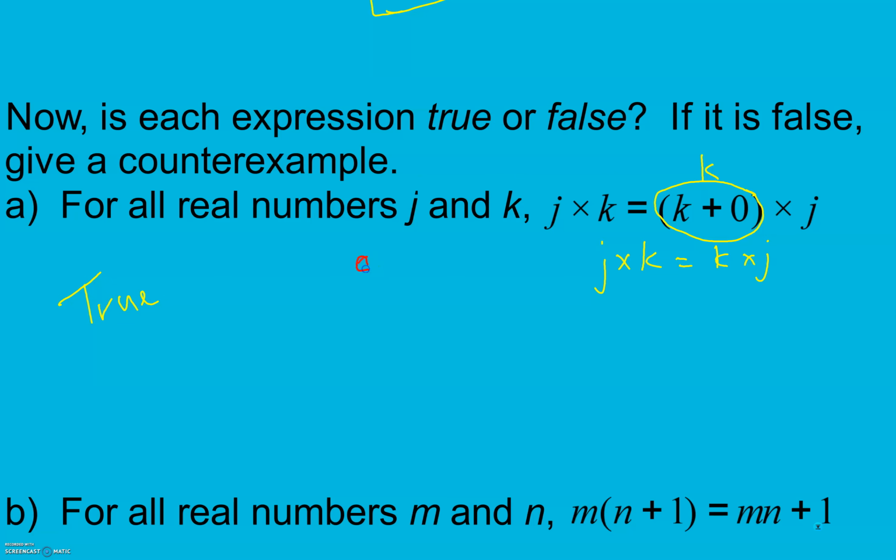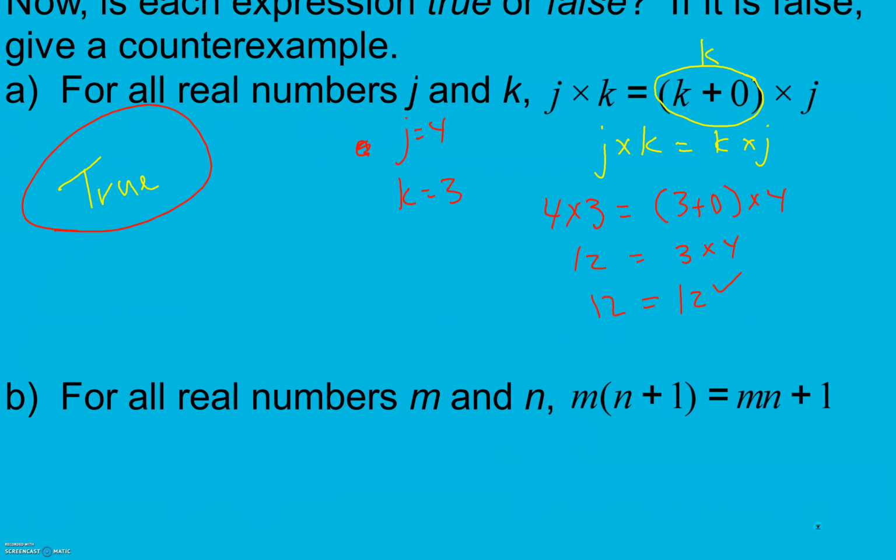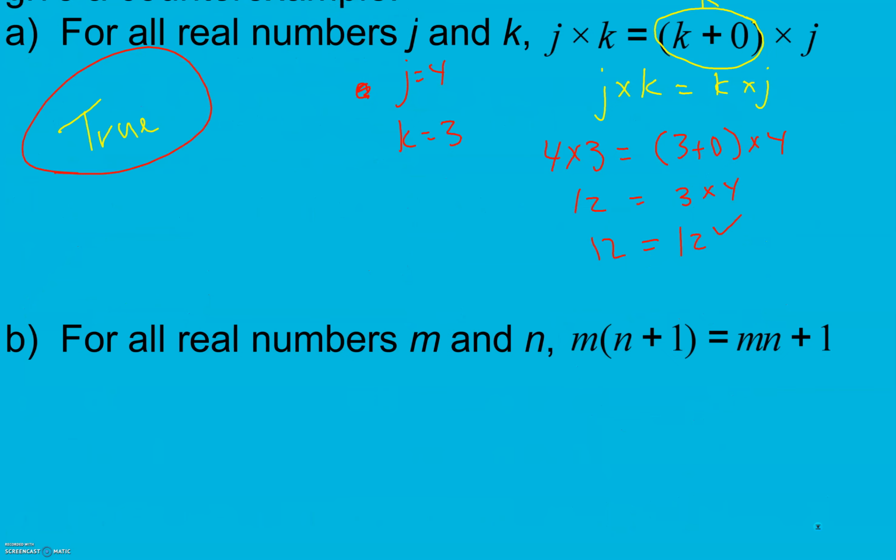So for j, I'm going to pick 4. For k, I'm going to pick 3. So I have 4 times 3 equals 3 plus 0 times 4. I get 12 on the left. On the right, 3 plus 0 is 3, times 4 gives me 12. So I get 12 equals 12. It checks. It's true. And again, just because one thing works doesn't mean that everything will. So check your properties as well to see if it seems to make sense, if it seems reasonable.